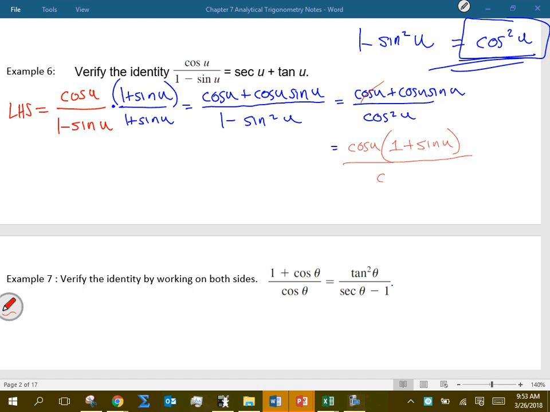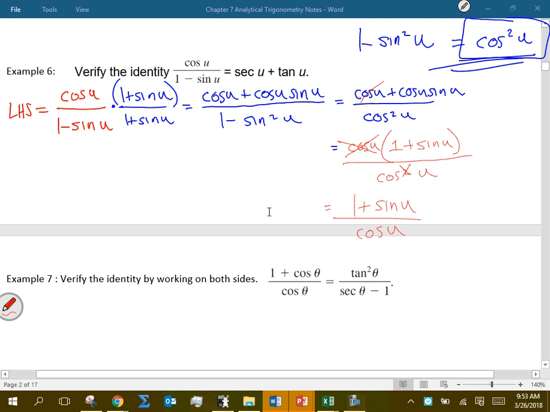Over cosine squared u. What's going to happen with these cosine u's? That one's going to cancel, right? Now this one's going to cancel as well, but there's 2 down here, right? It's cosine u times cosine u. So really only one of them cancels out. So now I'm left with still 1 plus sine u up top and cosine u on the bottom.